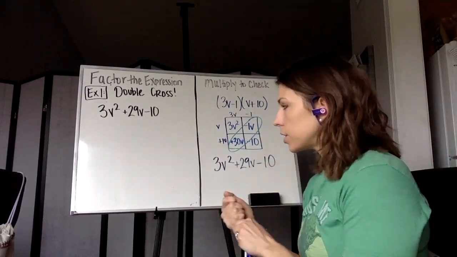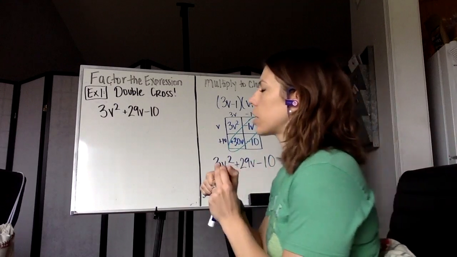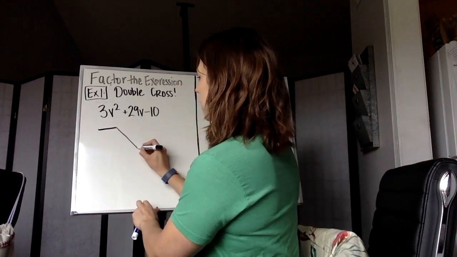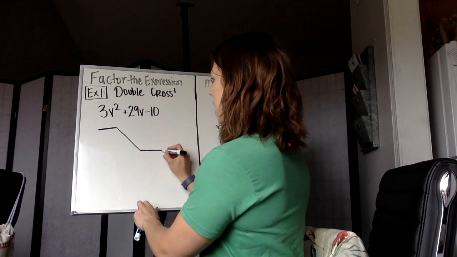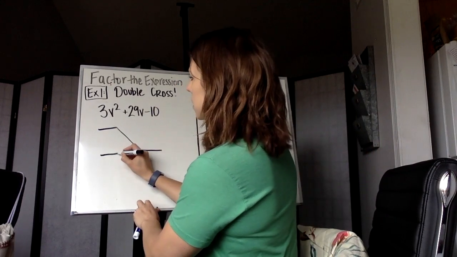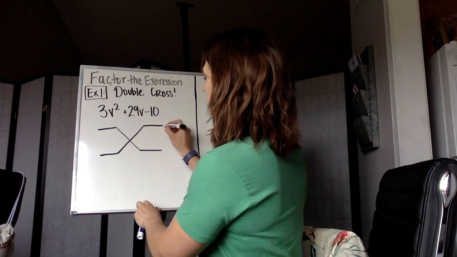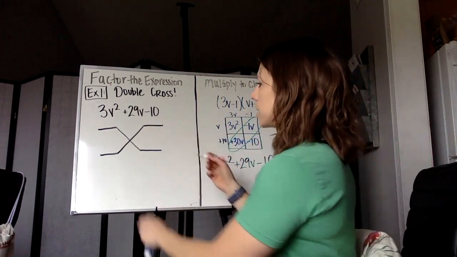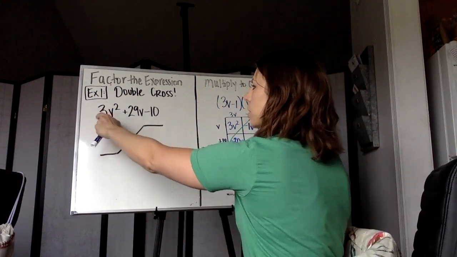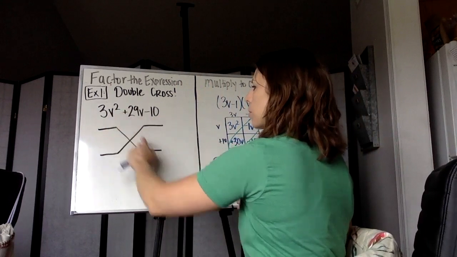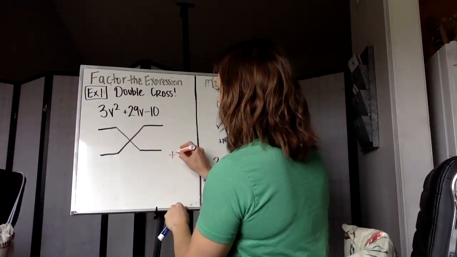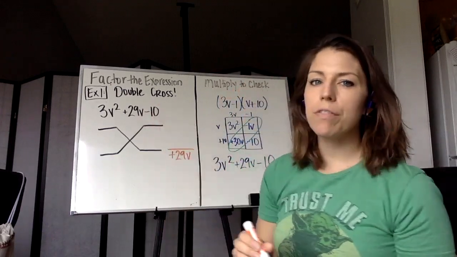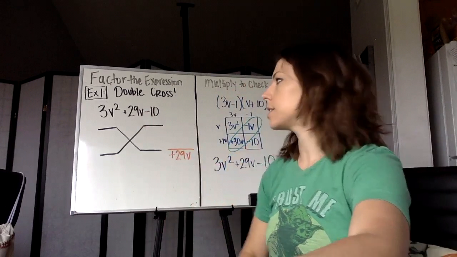So for double cross, you have to start out by creating your structure. So I'm going to start with a horizontal line under the first term, x going down, and a horizontal line under the last term. Same thing, horizontal line under the first term, x going up, horizontal line under the second term. This is a guessing game. We're trying to find the numbers that multiply to the first term, multiply to the last term, but when we multiply them all out, we end up with a positive 29v. The middle term is always the sum. You will find that is the case with all of these methods.